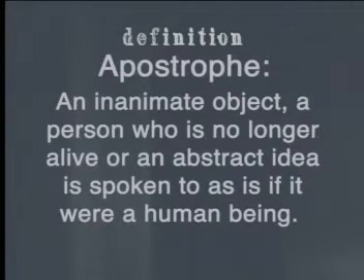Do you notice that he is speaking directly to Africa? This figure of speech is called apostrophe. Do you know what apostrophe is? Apostrophe is when an inanimate object, a person who is no longer alive, or an abstract idea is spoken to as if it were a human being. It is addressed directly.